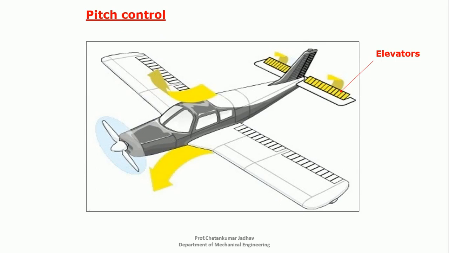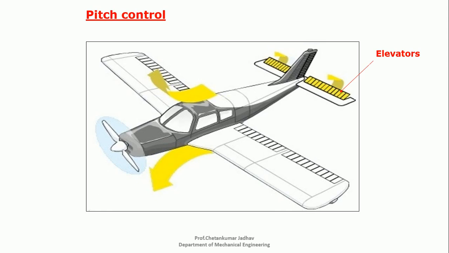Students, let me explain these three types of control system one by one. First one is pitch control. From the figure we can see that at the trailing edge of an aircraft there is a blade like structure which is highlighted by yellow color, is hinged to the horizontal wing of an aircraft. These blade like structures are known as flaps. These flaps can move up and down, and the movement of these flaps is controlled by an actuator which is known as elevator.